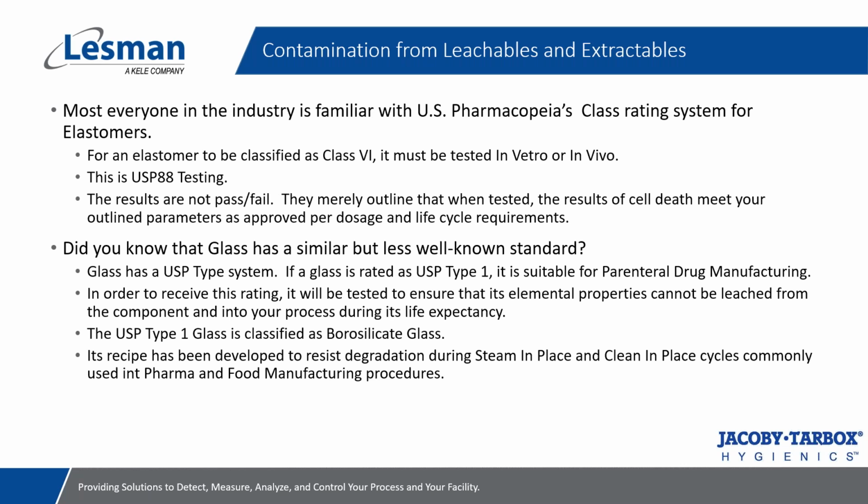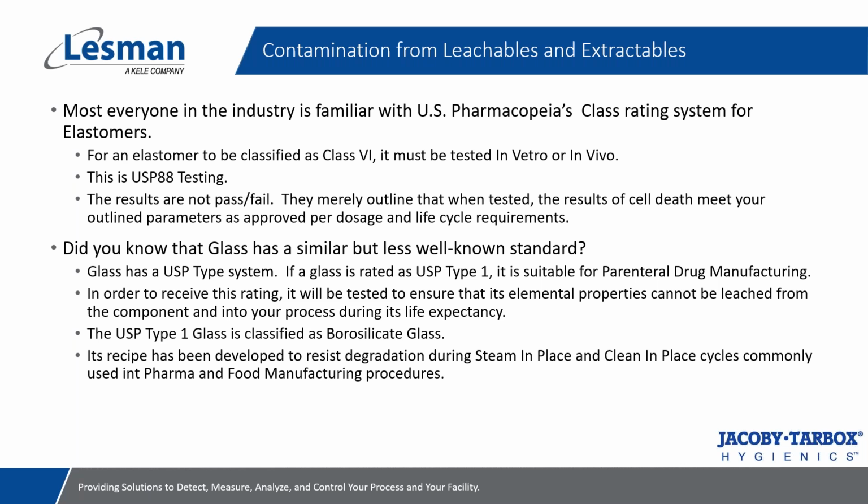Most everyone is familiar, if you're in pharma, with the USP's class rating system for elastomers, right? So for an elastomer to be classified as a class 6, and that's what everybody wants. Every spec you'll see is all of my elastomers in my facility have to be class 6. So in order for an elastomer to be classified as class 6, it must be tested either in vitro or in vivo. So that's either actually putting it into a test subject or testing in a Petri dish. That particular test is called USP-88.